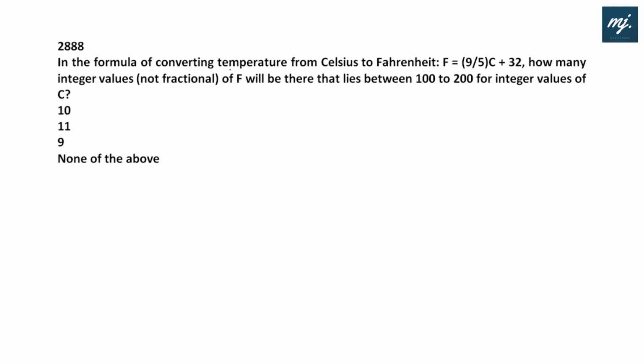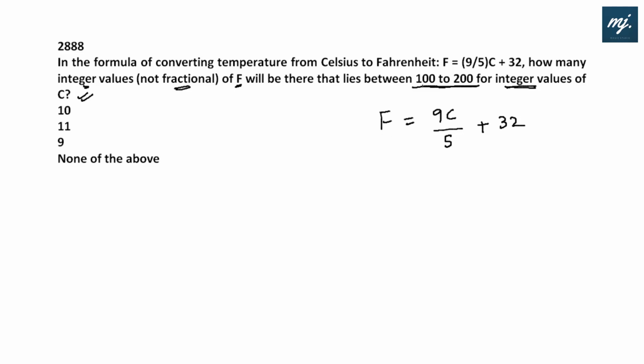In the formula of converting temperature from Celsius to Fahrenheit, F equals 9C by 5 plus 32 is used. How many integral values, not fractions, only integers, of F will be there that lie between 100 to 200 for integral values of C? That means F and C both should be integer values.